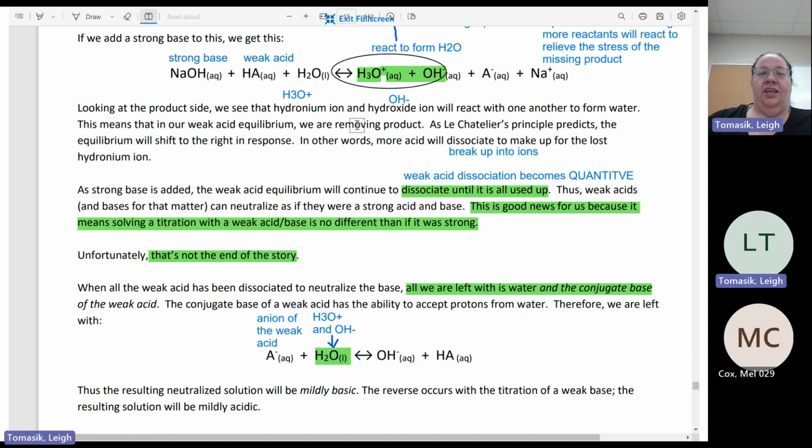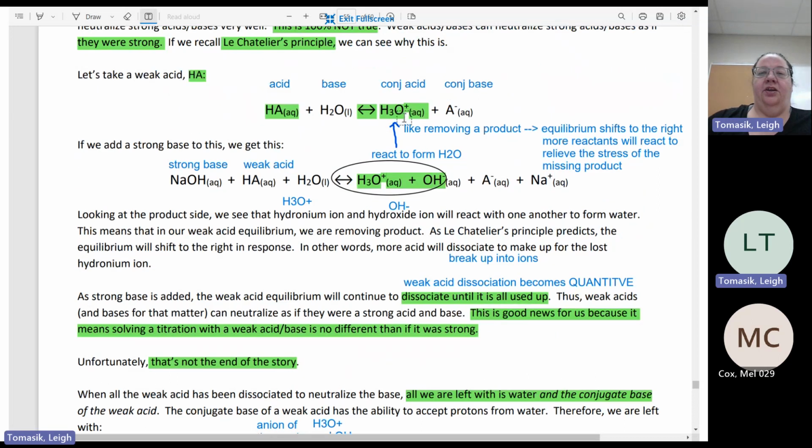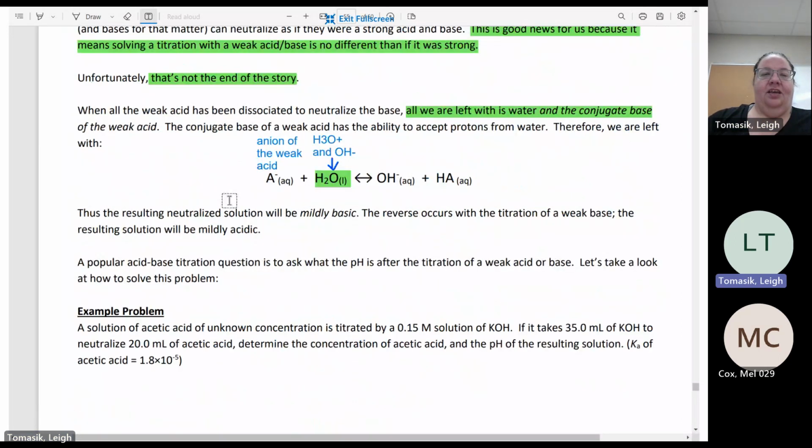Right? If we're looking, sorry, back up here, that's the conjugate base. Okay, so we're left with a conjugate base, and this will result in an endpoint that is mildly basic. The resulting neutralization, because everything is either water or conjugate base, is going to give us a solution that is very mildly basic.